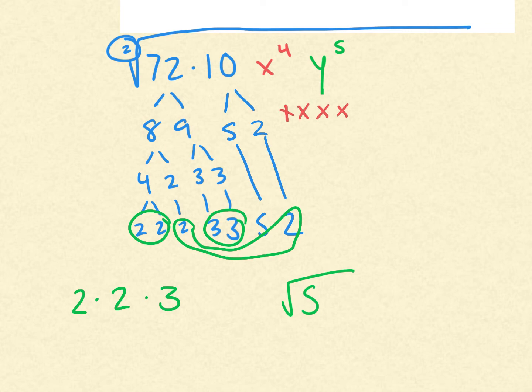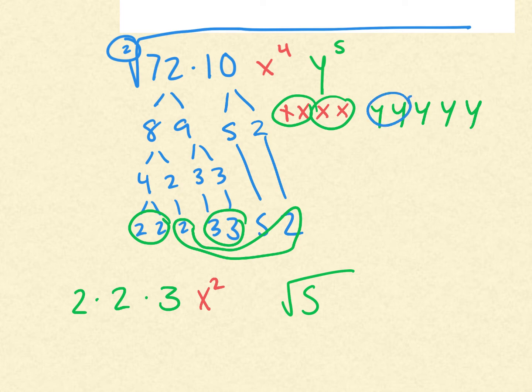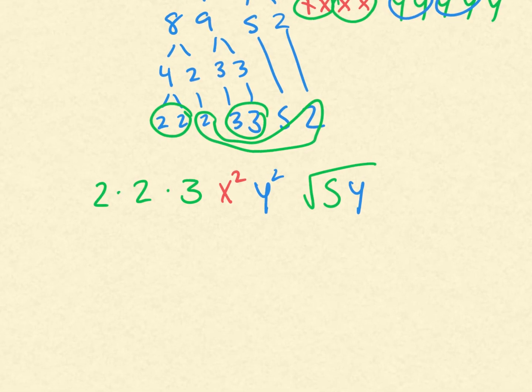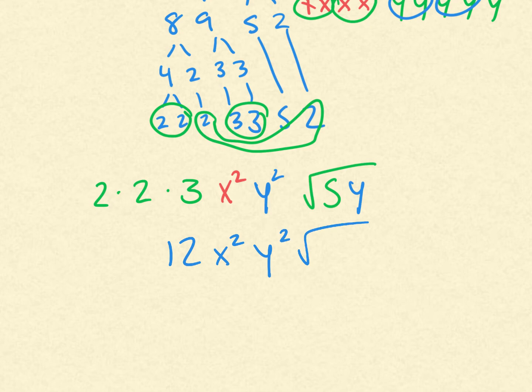So I circle 2 groups of x's. So how many x's come to the outside? 2. And then same thing with the y's. I have 5 y's. So circle 2 and 2. So how many y's come to the outside? 2. And how many stay on the inside? 1. So what's 2 times 2 times 3? 12. So this would be 12x squared y squared square root 5y.